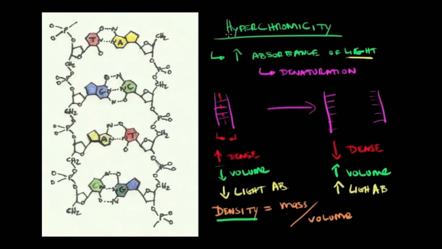So this is what I mean by hyperchromicity of the DNA. When you denature the molecule, you will actually increase the light absorbance. That means that if you have more DNA molecules, more volume, you actually have more molecules absorbing the light. This is what it means.